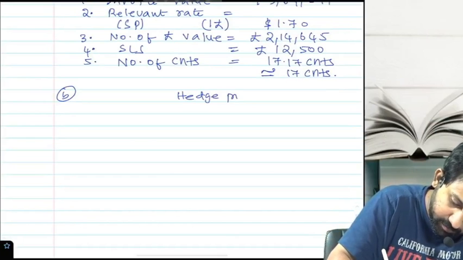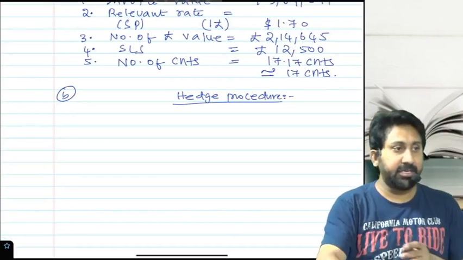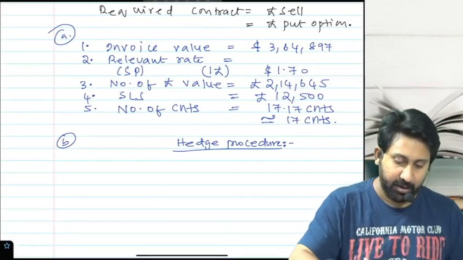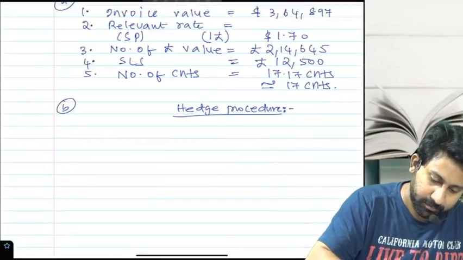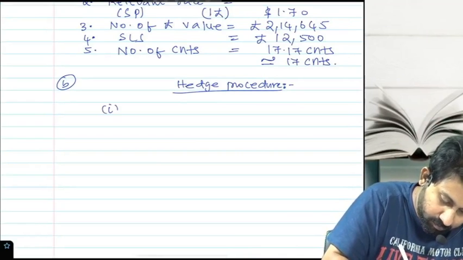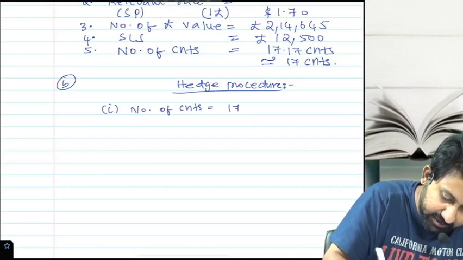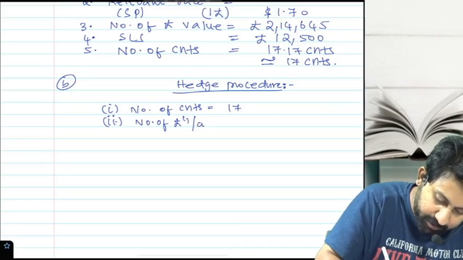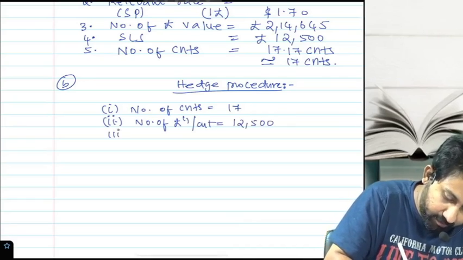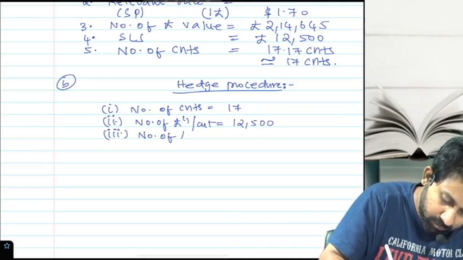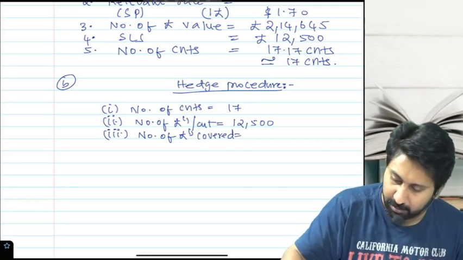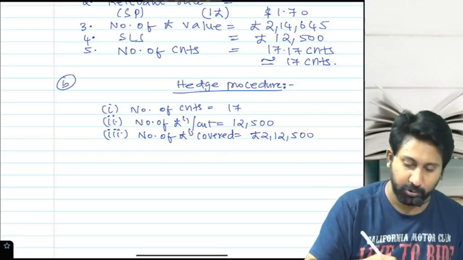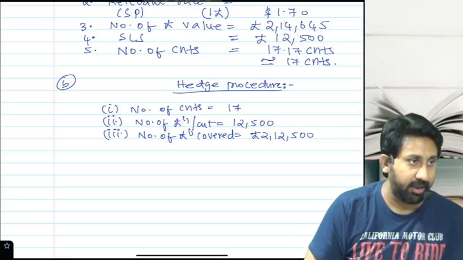Hedge procedure. How will this hedge procedure continue? See here, everyone. Number of contracts: 17. Number of pounds per contract: 12,500. Number of pounds covered: 12,500 into 17 pounds, which is 2,12,500 pounds. Now answer my question clearly.